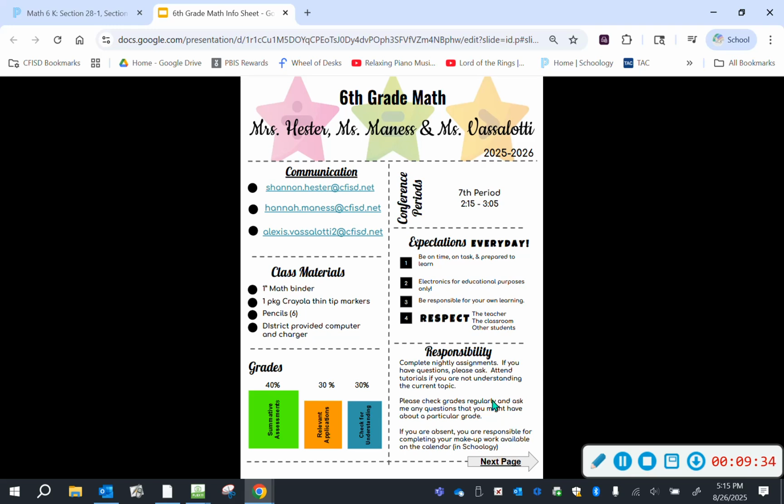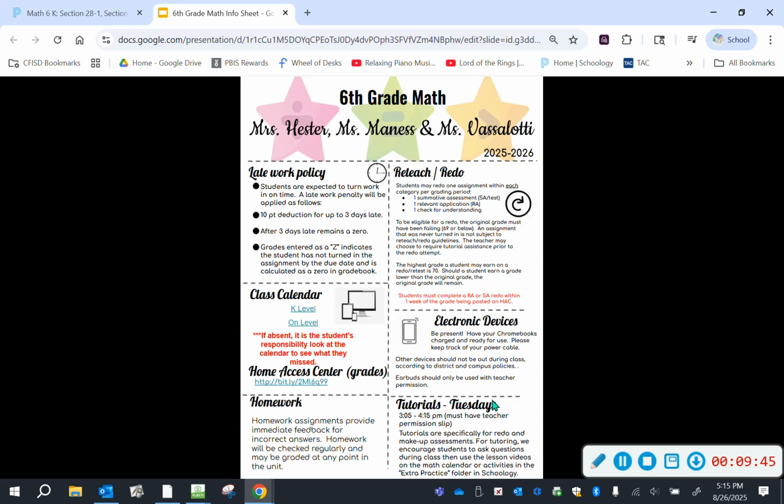Their responsibilities. Tutoring is not just you come because my mom made me come. Tutoring is for students who are behind and actually need tutoring. So if you have an A or B in the class, I don't think you need tutoring. If you want extra practice, I'll show you the extra practice folder. We have our late work, our reteach, redo. The class calendar links are here as well. Our electronic device policy, homework, tutorials, when needed, are Tuesdays after school.